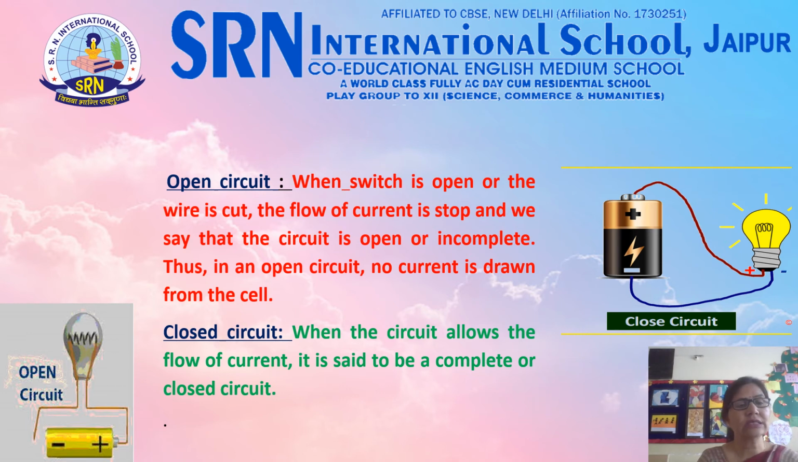An electric circuit consists of electric sources like cells, batteries, etc. Electric appliances like bulb, tube light, etc. A conductor for providing a path for the flow of current, like metal wires. A switch or key for opening and closing the circuit.